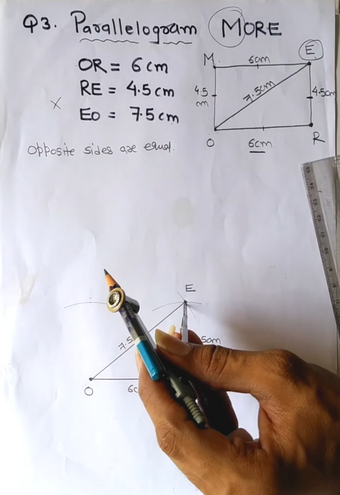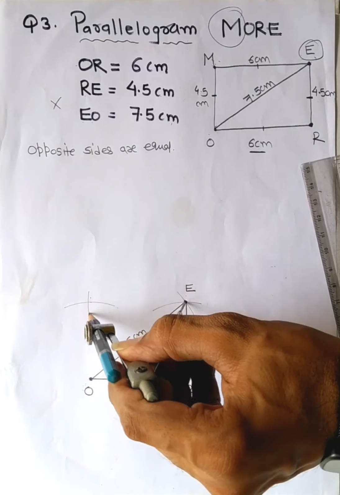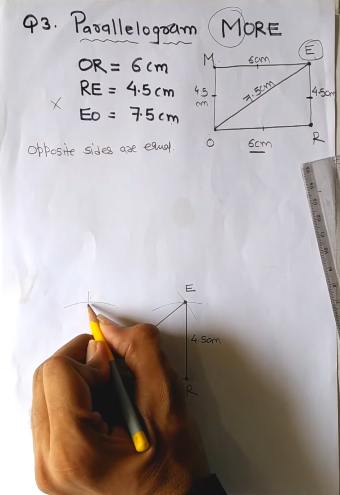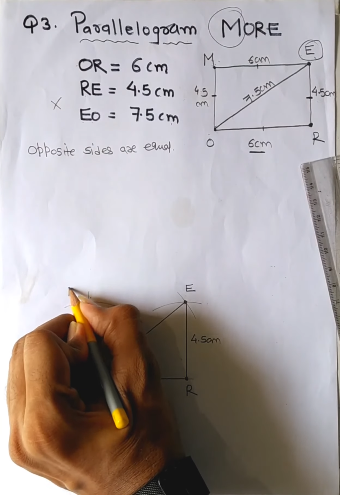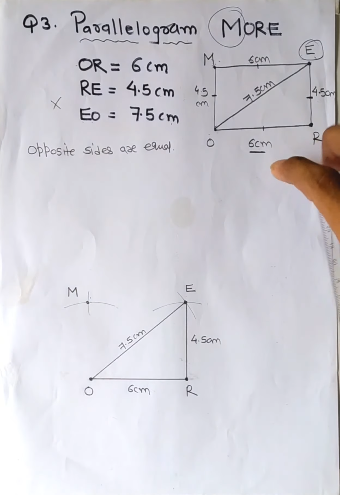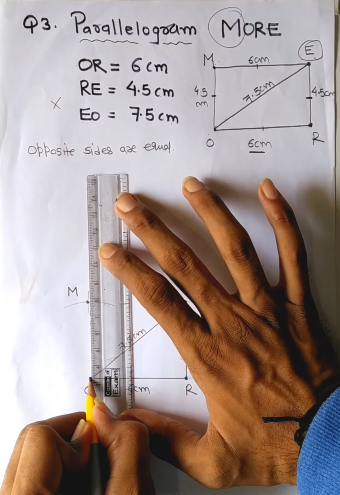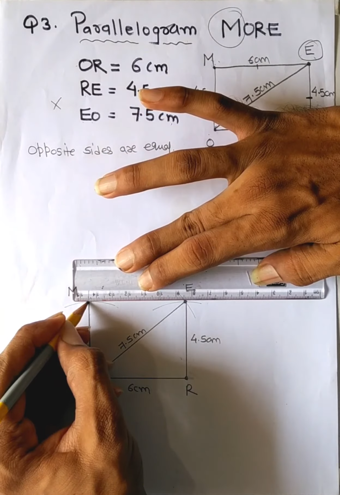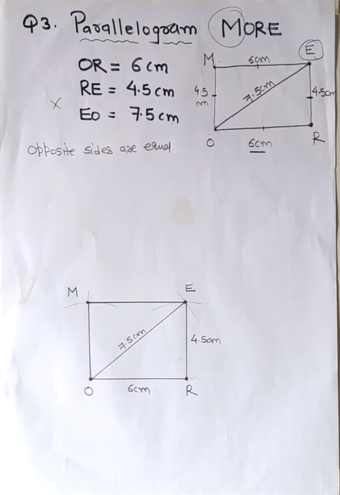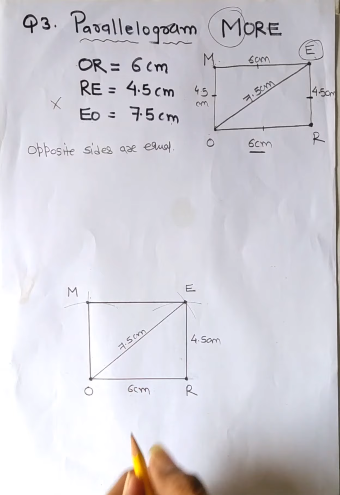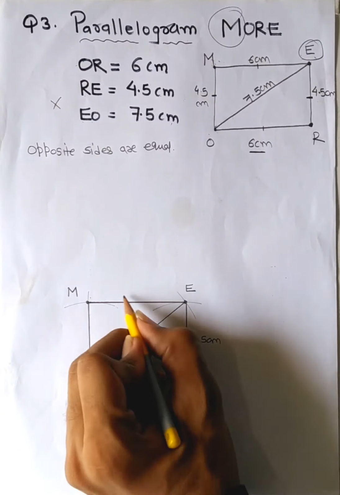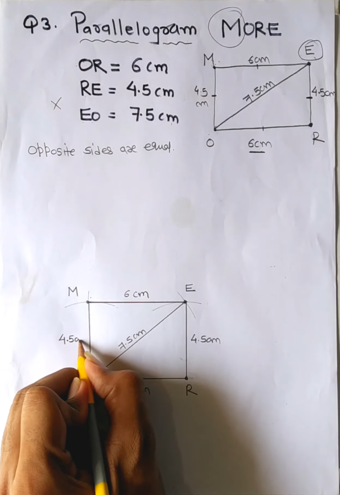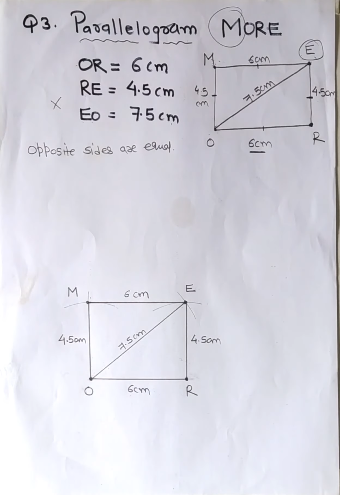So from E, I will intersect the previous one with a new arc. Wherever they both are intersecting, I will put M. So we got point M. Now the only thing left is to join OM and ME. So here MORE is drawn, and write the necessary things, 6 centimeter and 4.5 centimeter. Clear? So this is our drawing.